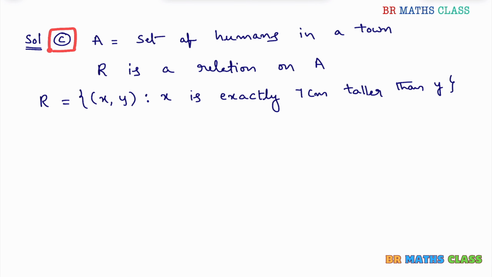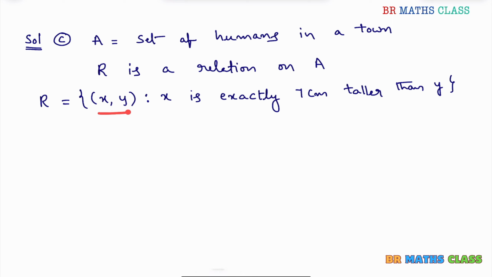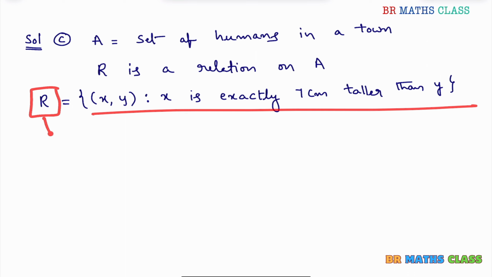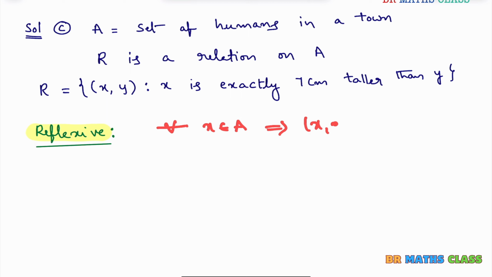Now observe this C bit. A is a set of humans in a town. R is a relation on A, and the relation is like this: ordered pair x comma y such that x is exactly 7 centimeters taller than y. Now you need to check whether this relation is reflexive, symmetric or transitive. First we'll check the reflexive condition. What is the definition of reflexive? For every x in set A, if the ordered pair x comma x belongs to the relation, then we say that relation is reflexive. Here I'll take one x from set A.